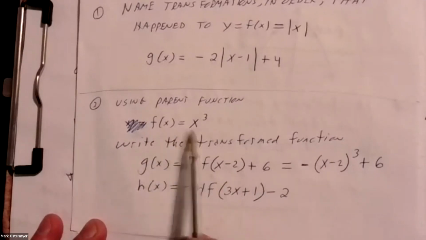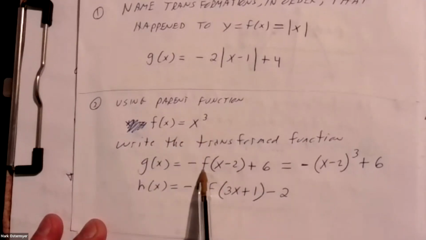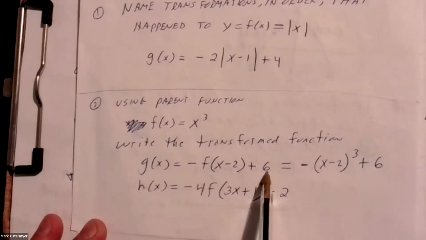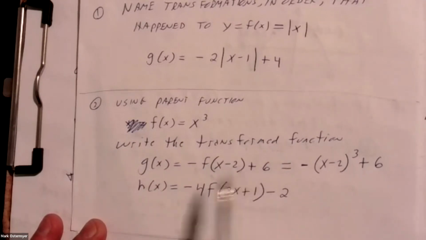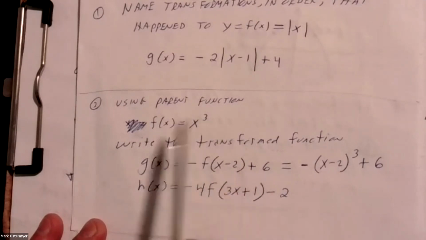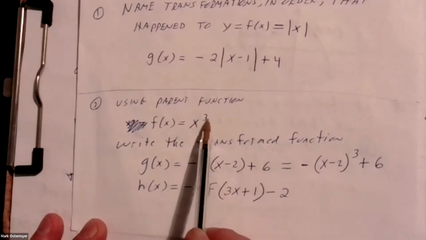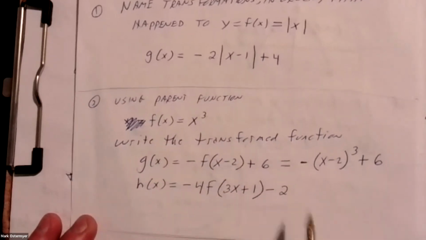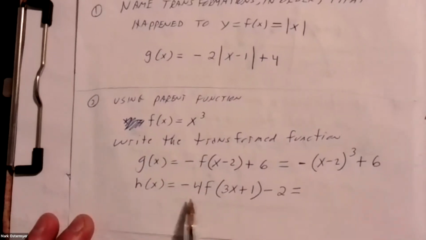Wait a minute, I thought f of x is x cubed, and we want to go to a new function like this, but I don't see the cube anywhere. Well, the cube comes into existence by virtue of the fact that we're putting x minus 2 into f of x, which has us cubing x minus 2. Okay. All right, so now that you've seen that one done, this one should be a little easier.